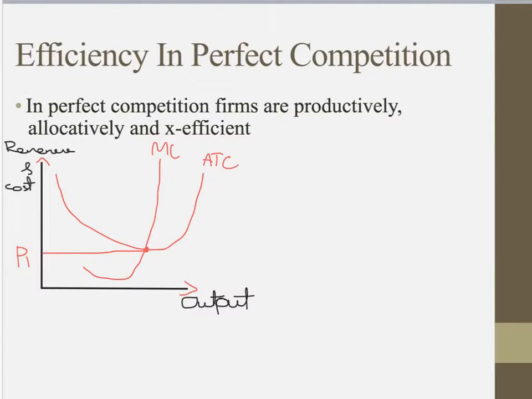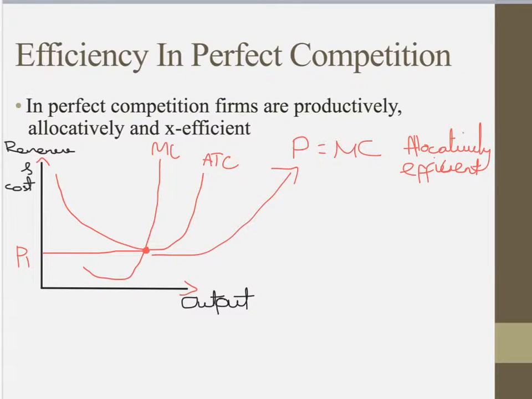So the reason why this is productively, allocatively and X efficient is, well, firstly let's think of the definitions. If it's allocatively efficient, our price is equal to marginal cost, as we discussed before. Now if you look over to the diagram, you'll see that our price does equal our marginal cost, and therefore it's allocatively efficient at this point here. So we know that satisfies our allocatively efficient definition, that price is equal to marginal cost.